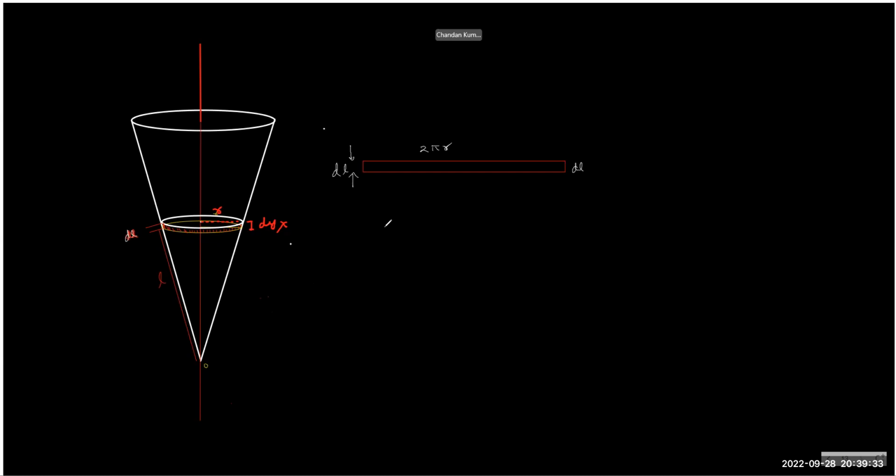And now the area we can write, dA equals to how much? The area is 2 pi r into dl. But the problem is r and dl cannot be integrated together because r is a variable, l is a variable. So either I need to express r in terms of l or I need to express l in terms of r. Then only I can do the integration. So do we have a method to get the r and l relationship? And the answer is yes, we do have.